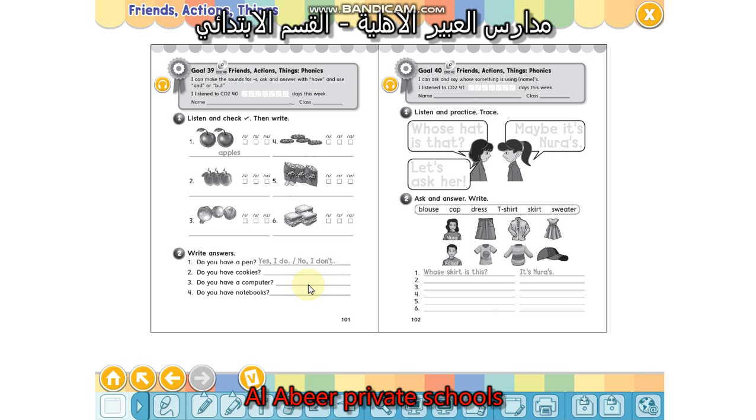Yes, let's move to page 102. Exercise 1. Hi, are you ready for goal 40? I can ask and say whose something is using names. 1. Listen and practice. Trace. Whose hat is that? Maybe it's Nora's. Let's ask her. Now trace the words. Then do 2, write questions and answers. You've finished. Well done.